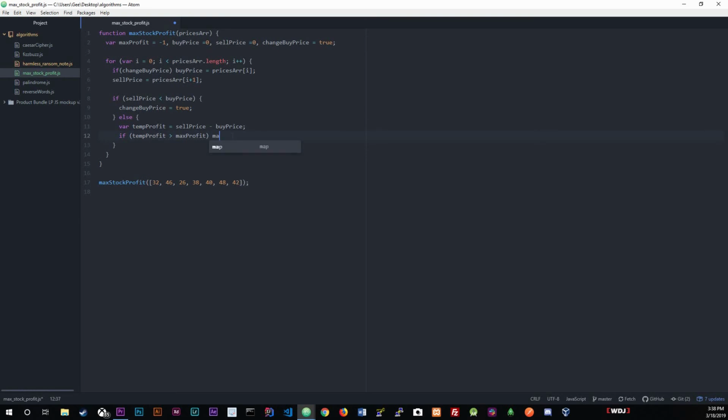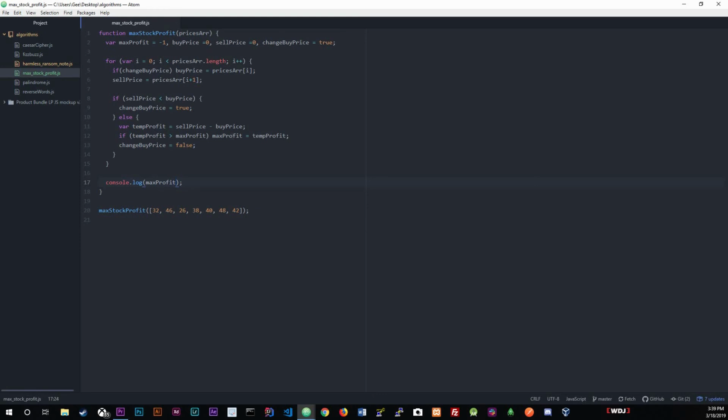Then we know that we want to change our max profit to equal the temp profit. And we're also going to change our change buy price to false, because we don't want to change our buy price, right? It's all good. And then we're done. Console log max profit.